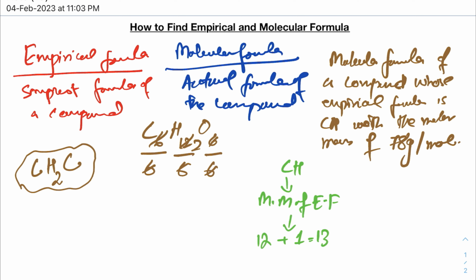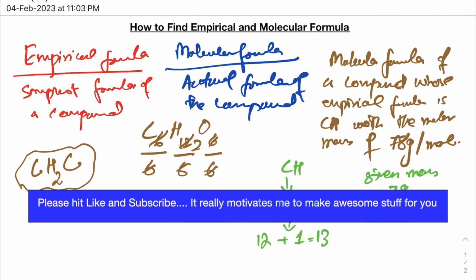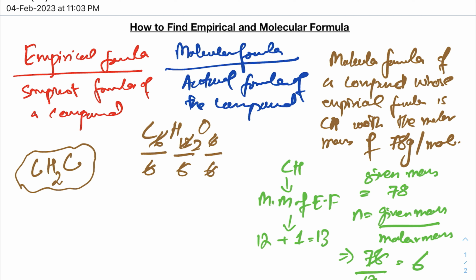In order to find out the ratio on which we see the molecular formula, we need to calculate it. We have the given mass, which is equal to 78, and we are going to use the formula n equals given mass divided by molar mass. The given mass we already know is 78, and the calculated empirical formula mass is equal to 13, which gives 6.